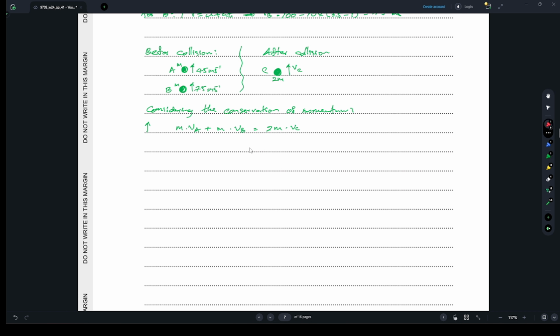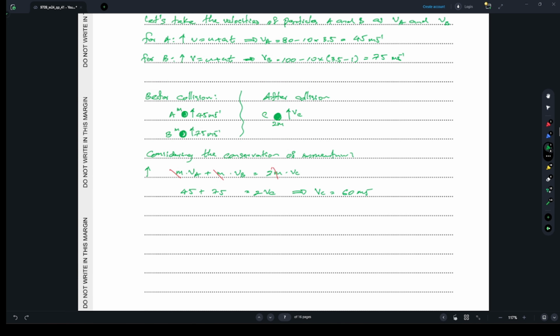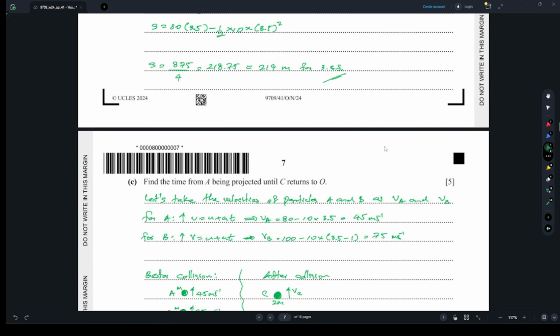So here we can cancel out masses. Okay, so VA, VB we know, which is 45 plus 75 equals 2 VC. So from this one you can find VC. 45 plus 75 is 120, divided by 2 is 60. Okay, so we know that now. What is the height it reached?